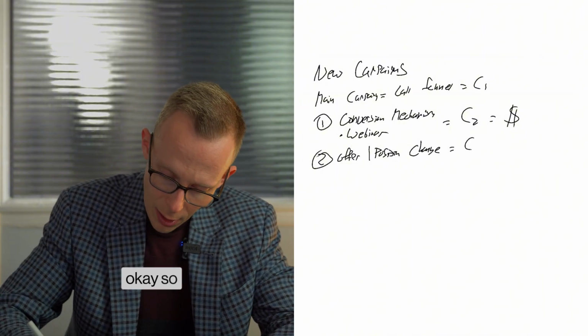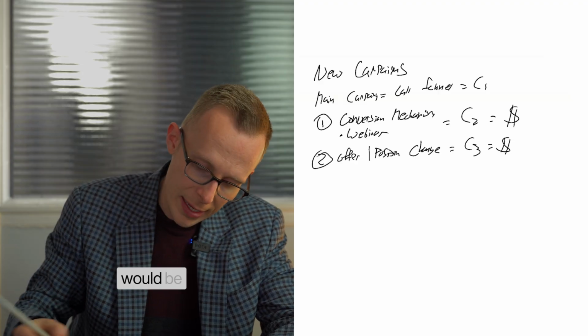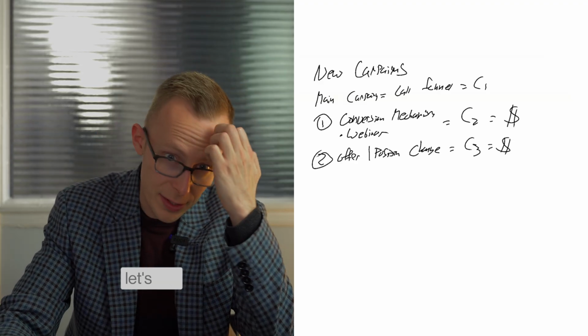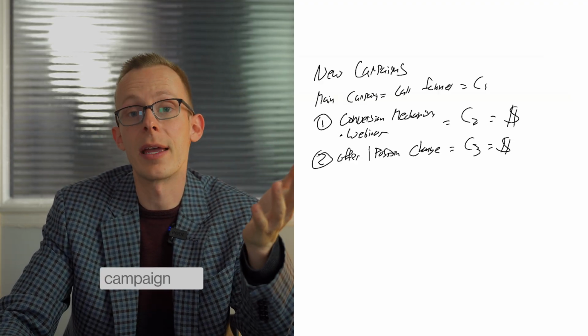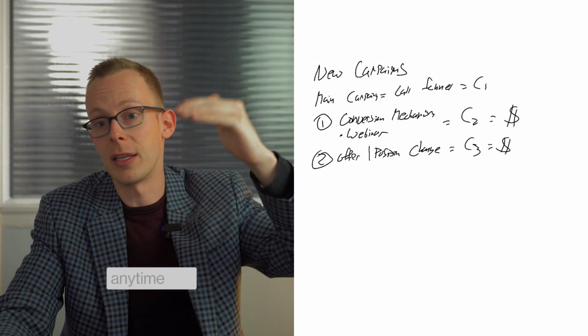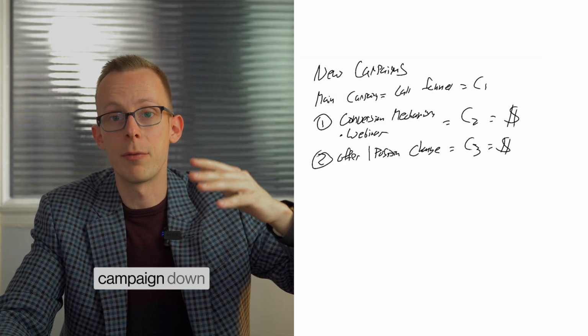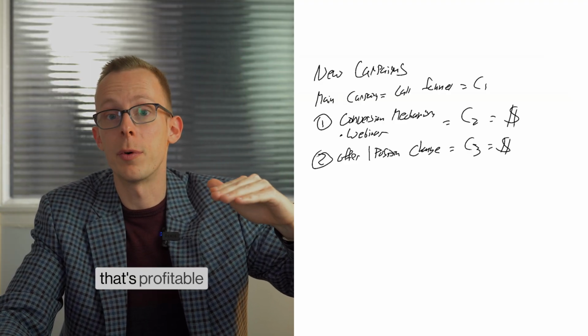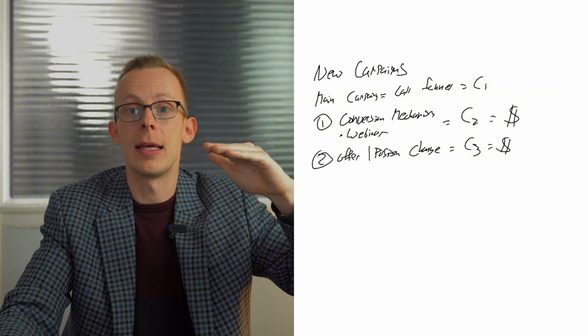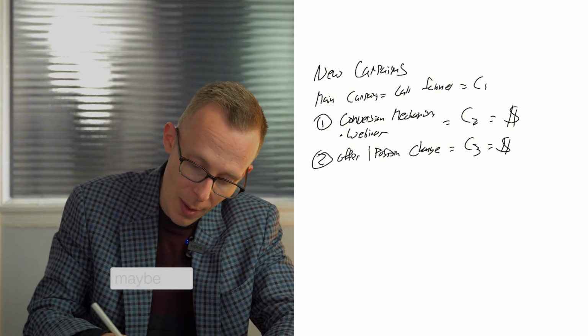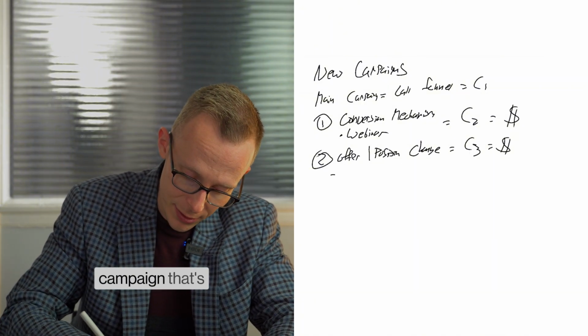Now the other way you can do this is by making an offer or position change. So the offer or position change would be like, okay, you're running, let's say, a Botox campaign, and you found the max budget. Anytime you go higher than that, it starts to bleed money. So you lower that campaign down to the normal good budget that's profitable, the max profitable budget, and then you let it sustain.